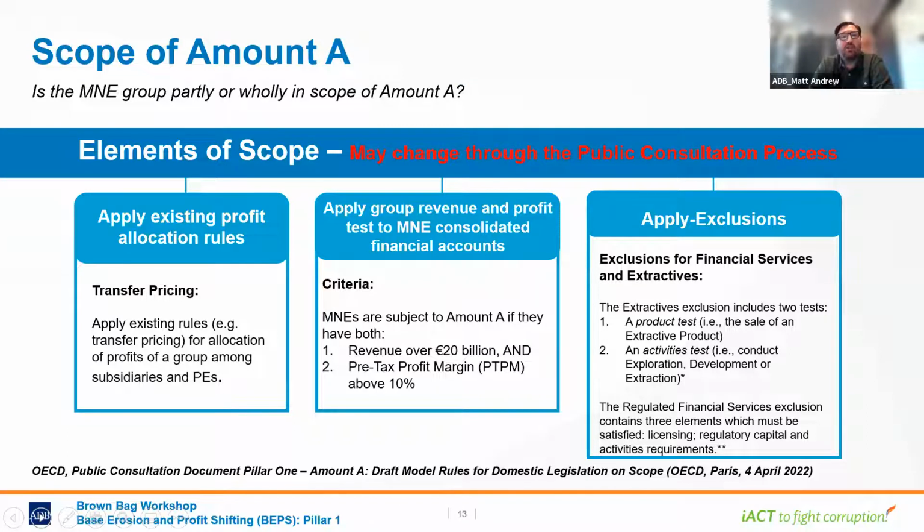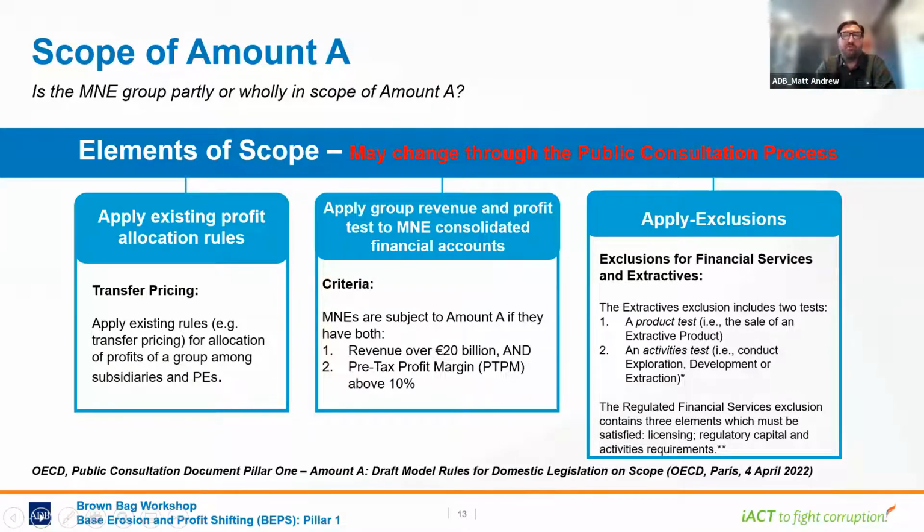There are excluded entities in relation to amount A, and are similar to Pillar 2, in that excluded entities include government entities, non-profit entities, pension funds, investment funds, ultimate parent entities, and real estate investment vehicles that are an ultimate parent entity. So we have excluded government and other entities. And then we also have the extractive carve-outs that I've already mentioned, the extractive and financial services carve-outs. So we exclude and carve out those entities, and then we apply the threshold tests that I mentioned.